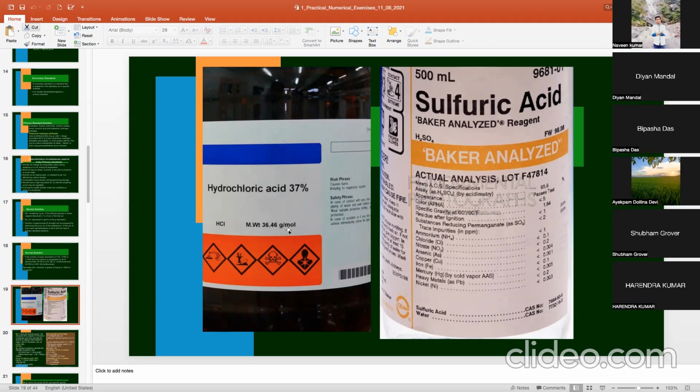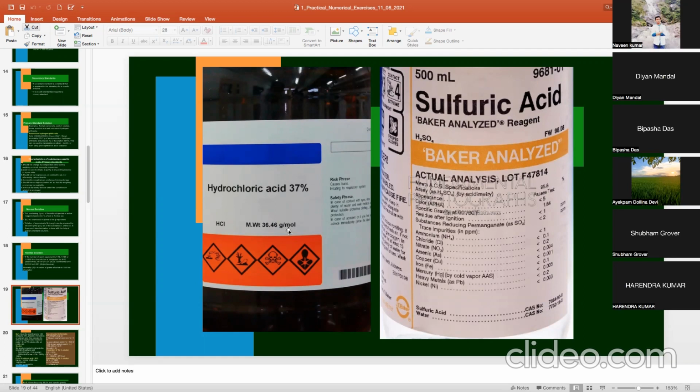That means it is to be divided by 1. H is 1, valency is 1. So you divide by 1 and get the same equivalent weight here, 36.46. But in the case of sulfuric acid, you get 98, because there are two H plus, so you divide it by 2 to get the equivalent weight.